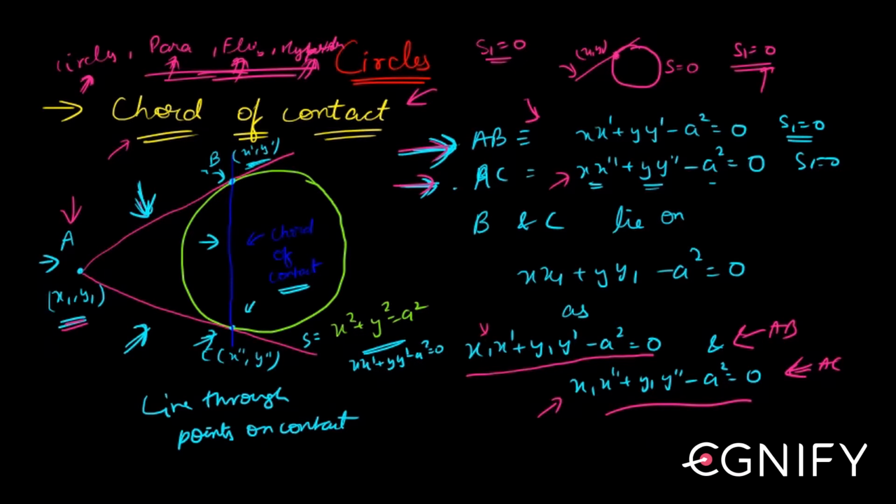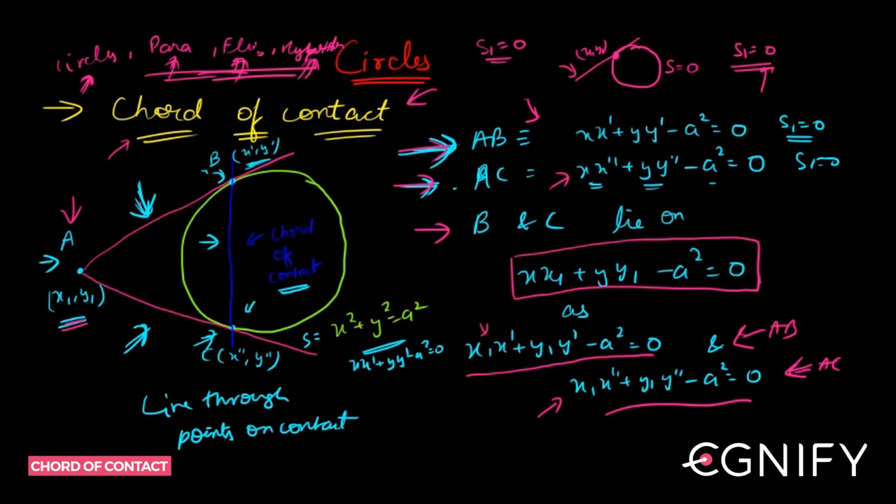that means your B and C both lie on this line. So what are your coordinates of B? B's coordinates are x dash, y dash. C's coordinates are x double dash, y double dash. I am saying that both B and C lie on this line. So you can verify that, like you can put x dash, y dash. So if you put x dash, y dash in this, you will get x dash into x1 plus y dash into y1 minus a square equal to 0. Does it hold good? Yes, it is holding good from here, right?